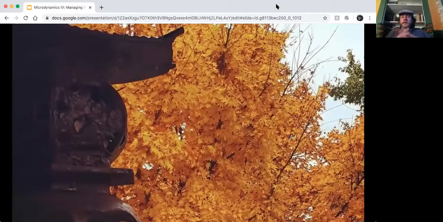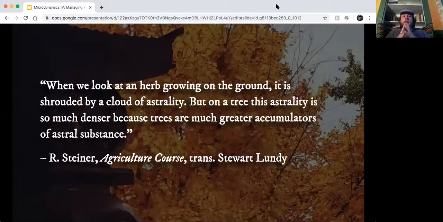This is directed from the Agriculture Course, and Steiner says, when we look at an herb growing on the ground, it is surrounded by a cloud of astrality. But on a tree, this astrality is so much denser because trees are great accumulators of astral substance. And this is where you can see, yes, you'll get some woody bits forming on your annual plants. Yes, the grass will turn brown in the fall, but it doesn't form wood the same way, and it doesn't get that bark to it. There's a very different process happening in that tree that really has to be understood if you're going to think of pests and disease in trees versus pests and disease in annuals.